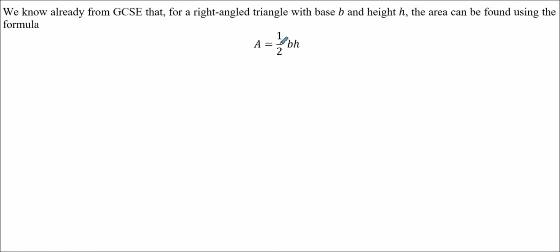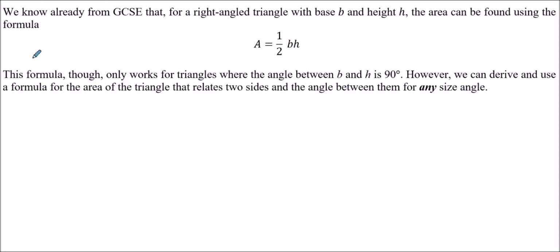So that works for some triangles only. The formula only works for triangles where the angle between b and h is 90 degrees. That's why sometimes textbooks and teachers will say it's the perpendicular height. In other words, it's the height which is measured at 90 degrees to b. And so this works if you know what the perpendicular height is.